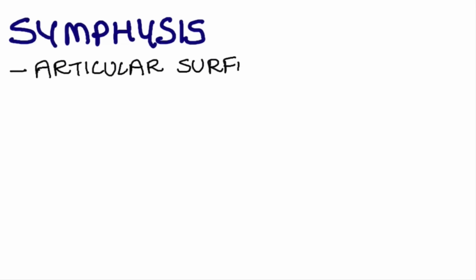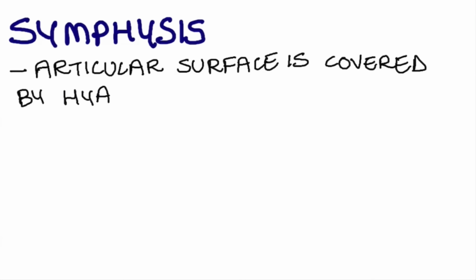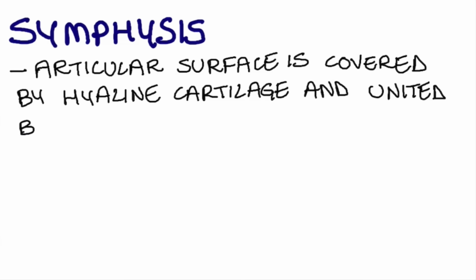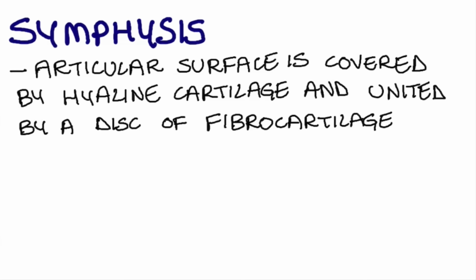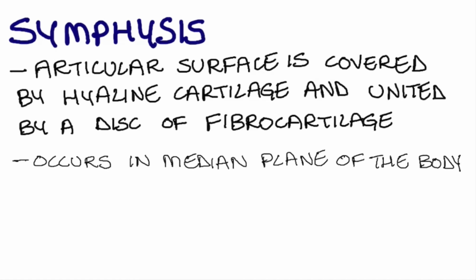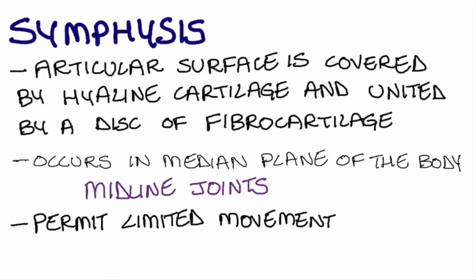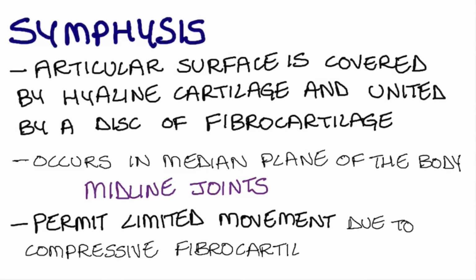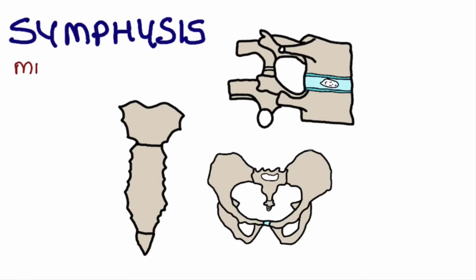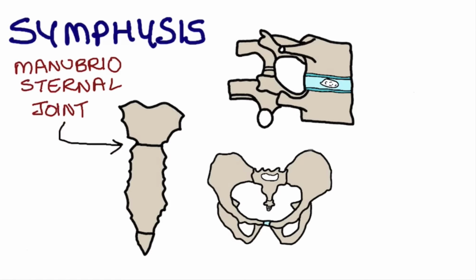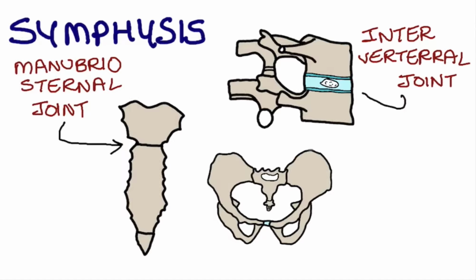In symphysis, the articular surface is covered by hyaline cartilage and is united by a disc of fibrocartilage. Typically, it occurs in median plane of the body. Hence, they are also called as midline joints. They permit limited movement due to compressive fibrocartilage. The examples include manubriosternal joint, intervertebral joint between the vertebral bodies, and pubic symphysis.